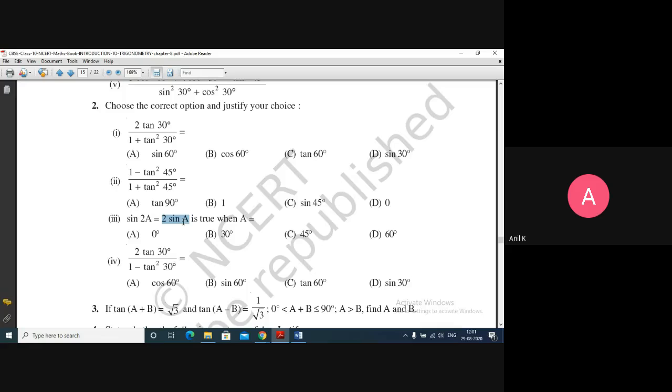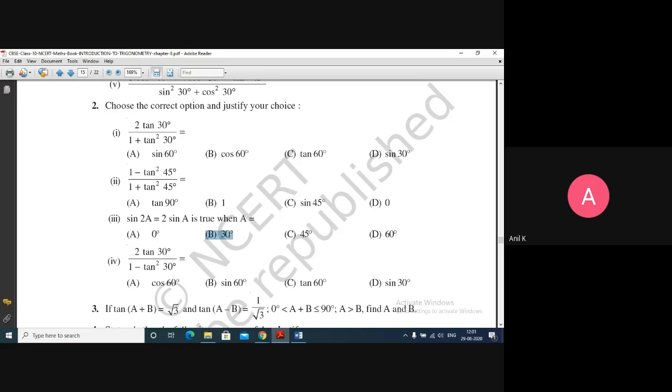Next, the RHS you have is 2 sin A. So the A value is 0, sin 0 is 0, 0 into 2 is also 0. So I got LHS and RHS both as 0. So this is equal. Hence the correct answer is A equals 0.